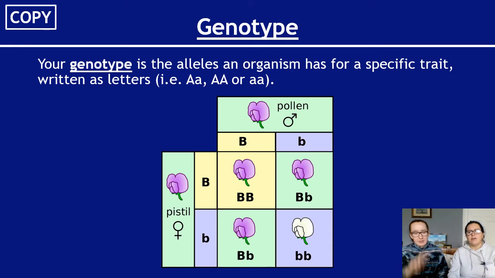It's always 2 letters. It's always 2 letters, okay? And it might be one is capital, one is lowercase. It might be both are capital or both are lowercase. The capital or lowercase is showing whether that characteristic is dominant or recessive.